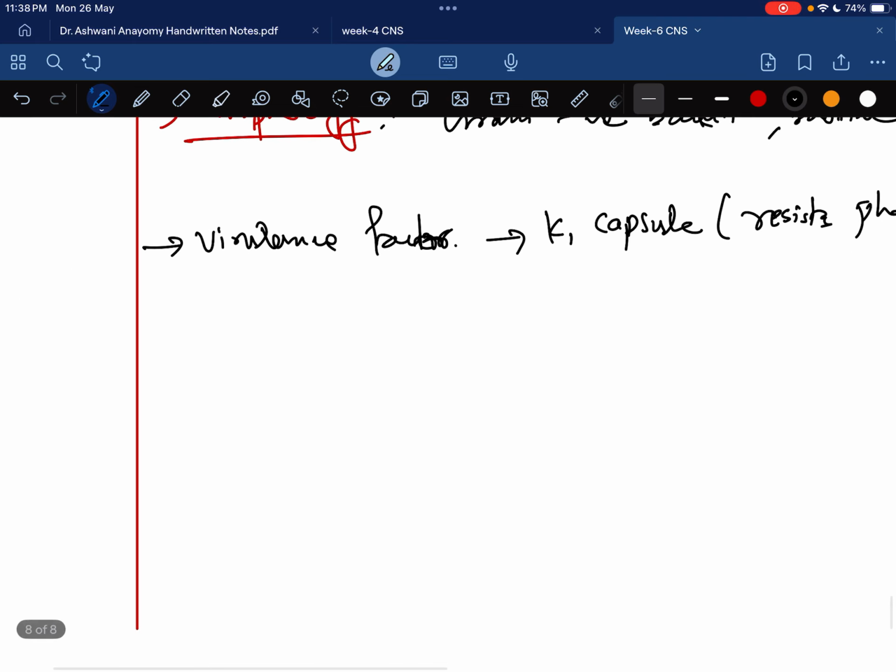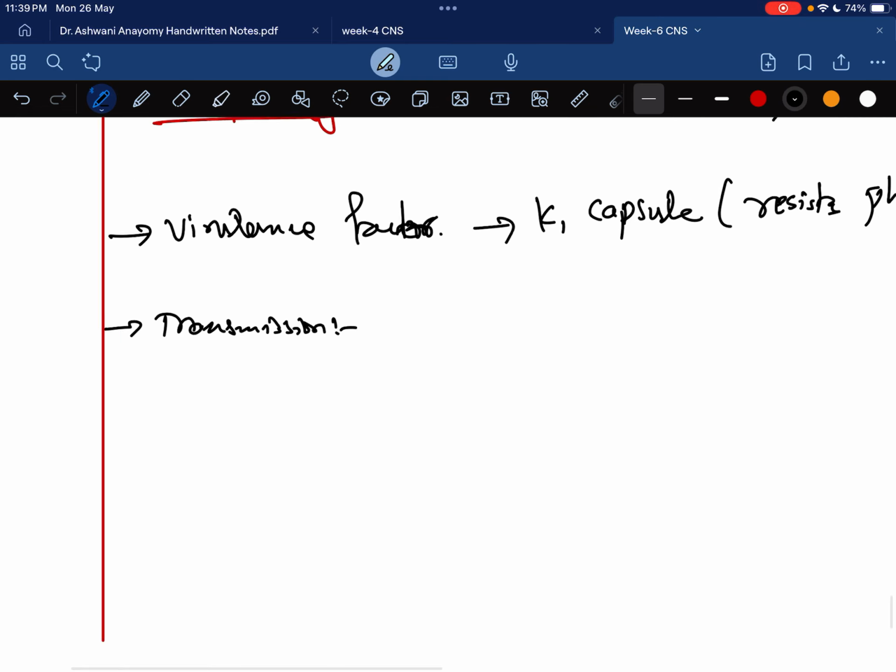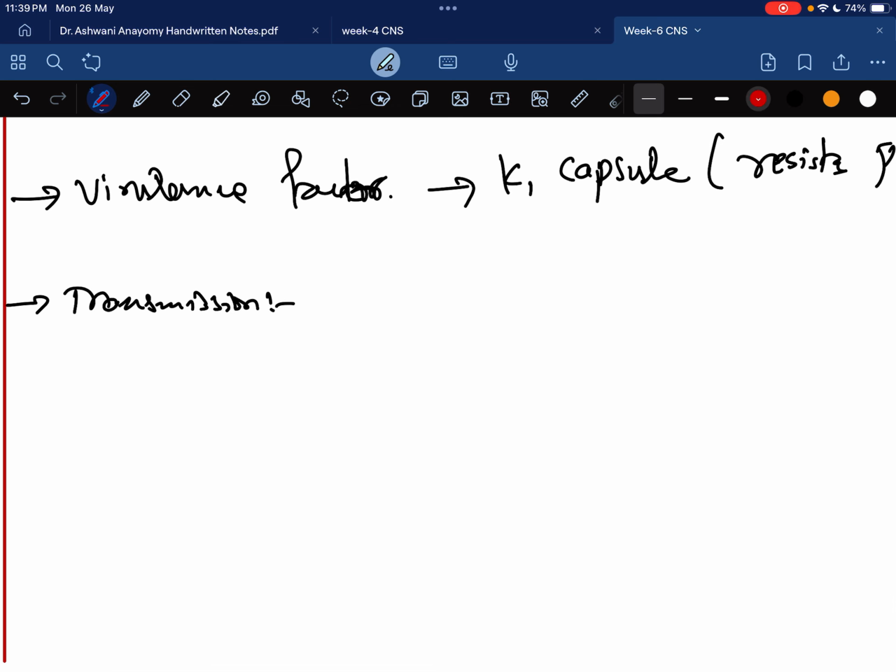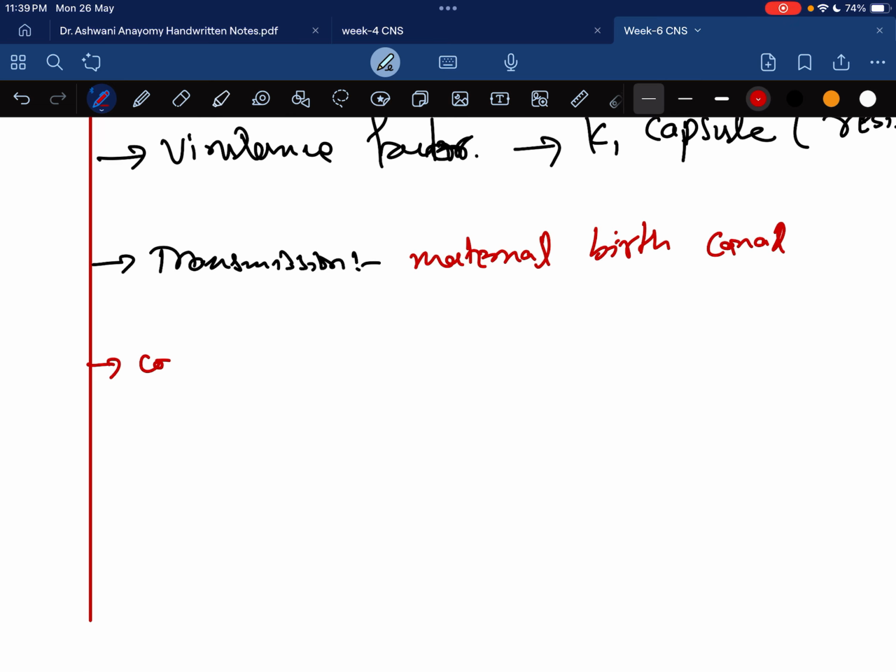Moving on to transmission, how it's transmitted: it is transmitted from the mother to the child at the maternal birth canal, and it is commonly seen in neonates.